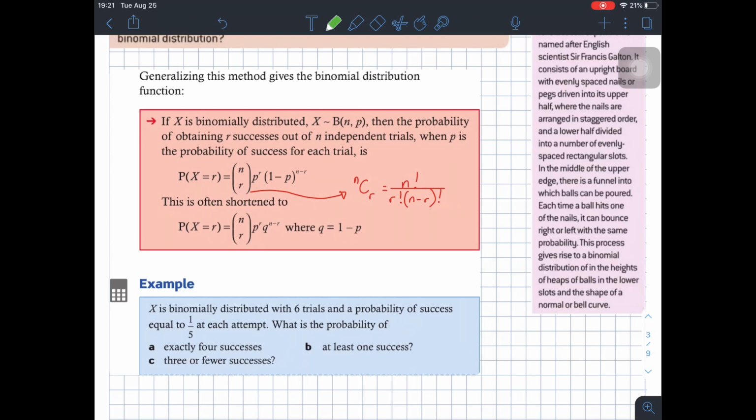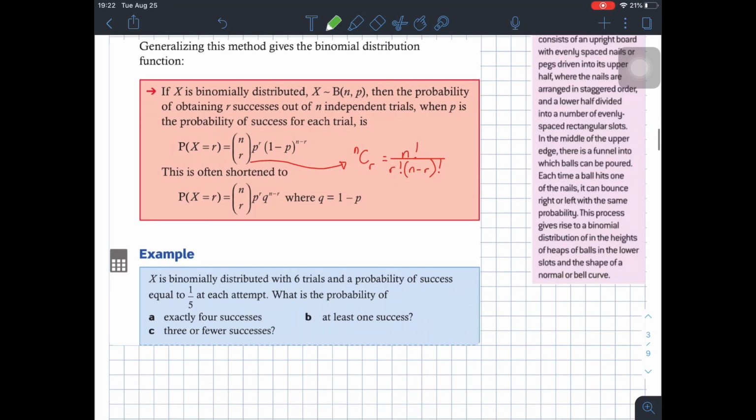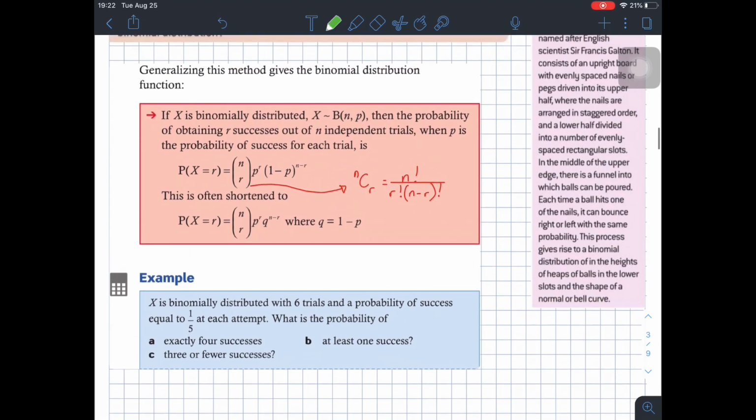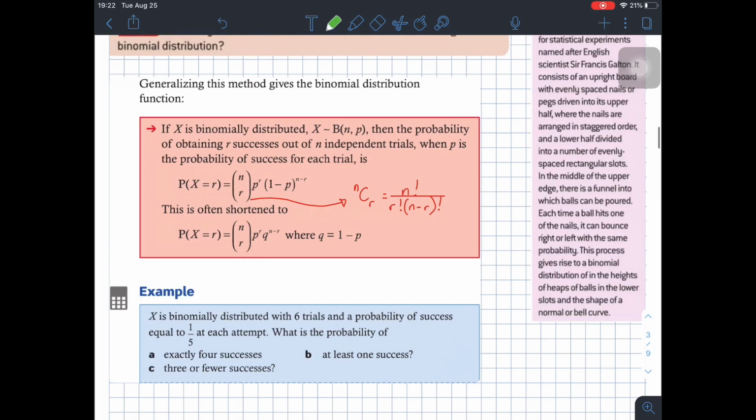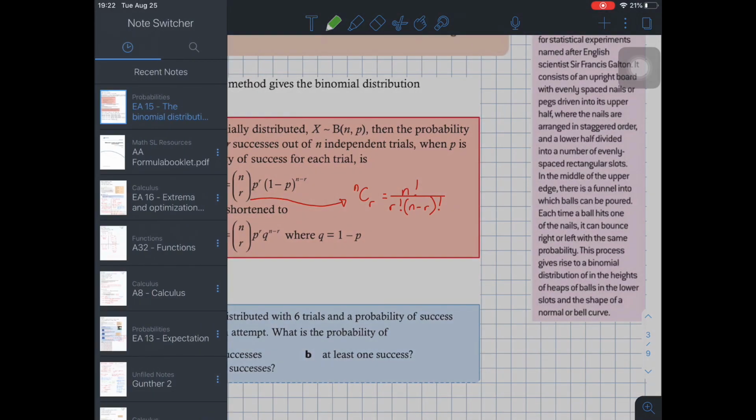This is often shortened, and here you have a shortened formula, which is actually the same thing, but instead of writing 1 minus p, we write it as q, right? But q is calculated by doing 1 minus p, right? It's the probability of failure. If the probability of success is 2/3, then the probability of failure is 1 minus 2/3, which is 1/3. Just as we did in the example above, okay? And this formula is also available in the formula booklet.